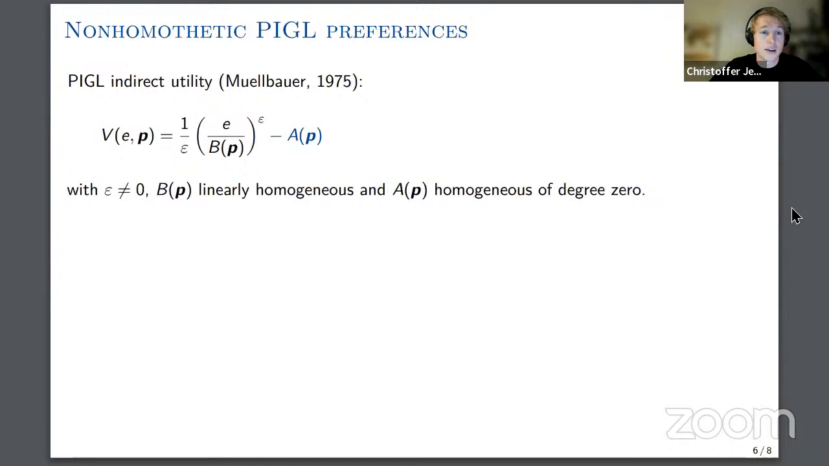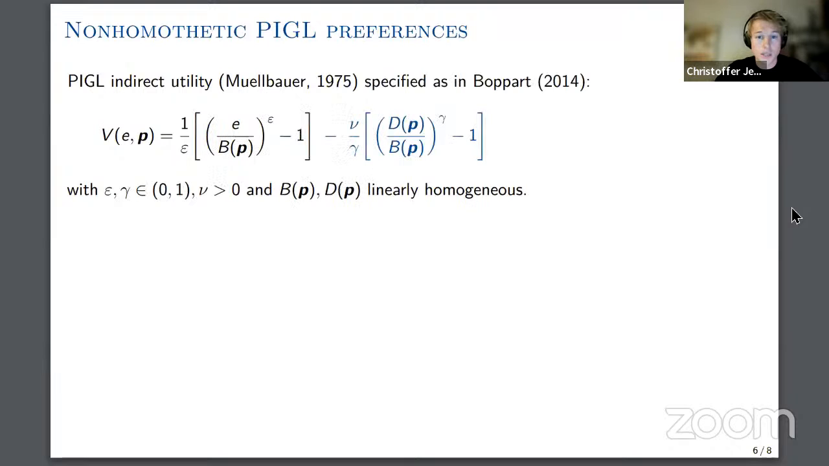These preferences are given by the indirect utility function, which in its most general form depends on total expenditures E, two price functions B and A, and the parameter epsilon. And in the specific parameterization that we consider in the paper, we introduce two new parameters, nu and gamma, and another price function called D. And this is a specification of PIGL preferences that has been used in the structural change literature. And I'll also try to convince you that it makes perfect sense in our setup. And I'll do so by giving you an idea about the interpretation of each term here.